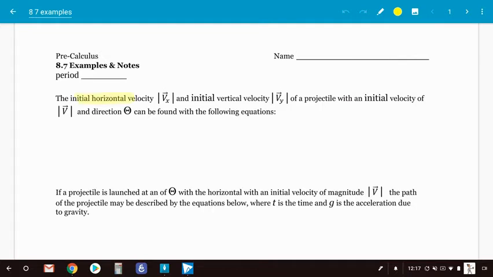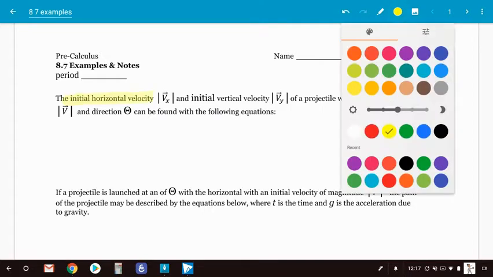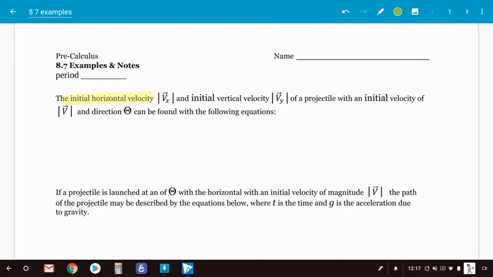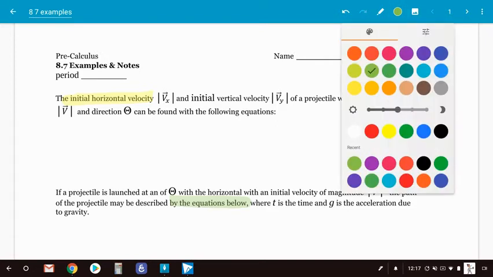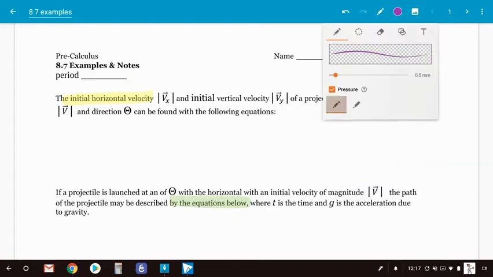Initial velocity is going to be different than when I say parametric equations. Parametric equations is a different thing than initial velocity. So just as we're working through these, make sure you double check what the question is asking.